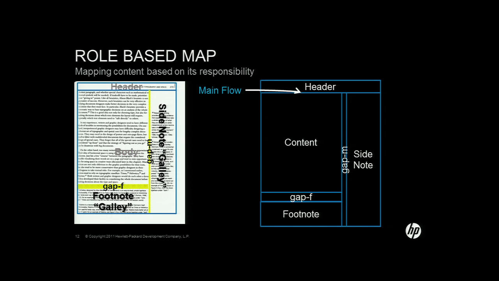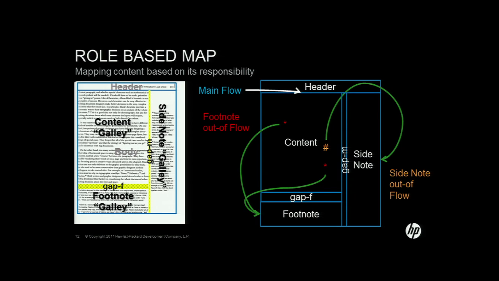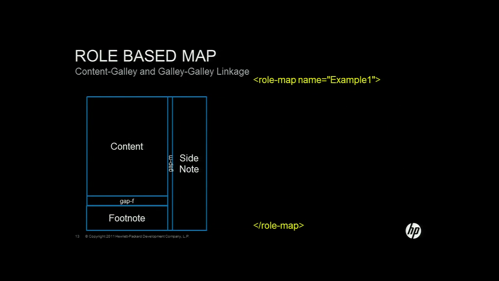So first of all, I have some main content that I want to flow, so that will go probably within my content area. But then whenever there are out-of-flow footnotes happening within my content, I want them to be redirected to my footnote element. Same for the side notes. Anytime there is a side note, I want that to be referred to the side note area. So how to do that?